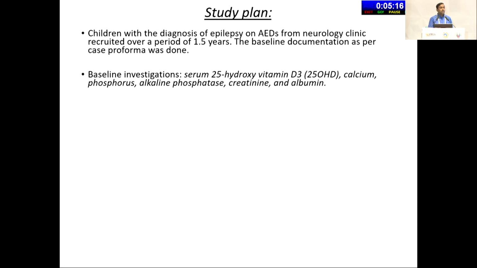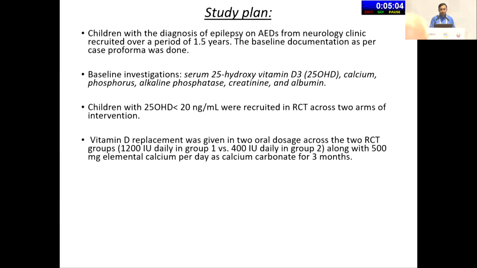It was an intramurally funded project at SGPG-AMS. So for the study plan, we recruited the subjects at the baseline and recorded all the baseline characteristics in the case pro forma and did baseline investigations including 25-hydroxyvitamin D. The children with vitamin D insufficiency were recruited under the RCT across 2 arms.